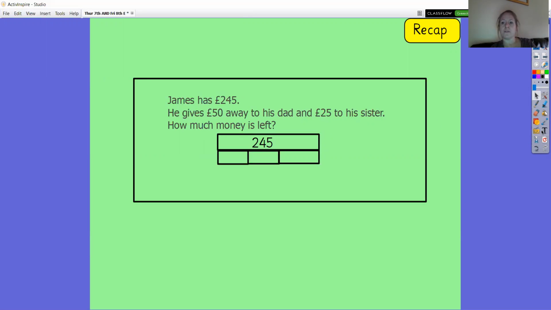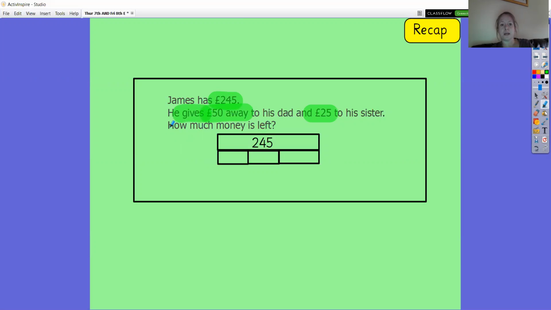So I've read the question. If I underline or highlight the important information here, it's important that he has £245, and I've popped that down here in the top bar of my bar model. And then he gives away £50, and that's important. It doesn't matter that it's James that's giving it away or who he's giving it to, but it does matter that he gives £50 away, because that helps us to understand what sort of sum it is. And then he gives away £25 to his sister too, and that's important. It's £25, but again, it doesn't matter that it's his sister, it could have been his brother, auntie, whoever.